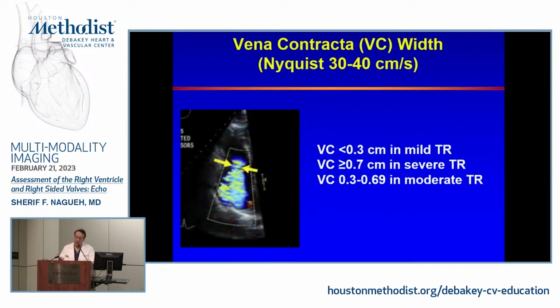If I do not want to do calculations, the vena contracta again, and you have 2 chances to get the vena contracta, but to get a good vena contracta, you want to see the whole jet, and you want to zoom. You can get that from the tricuspid inflow, from our parasternal RV inflow view, and you can get it from the 4-chamber view. A vena contracta less than 0.3 is mild, 0.7 or above severe, and in between moderate.